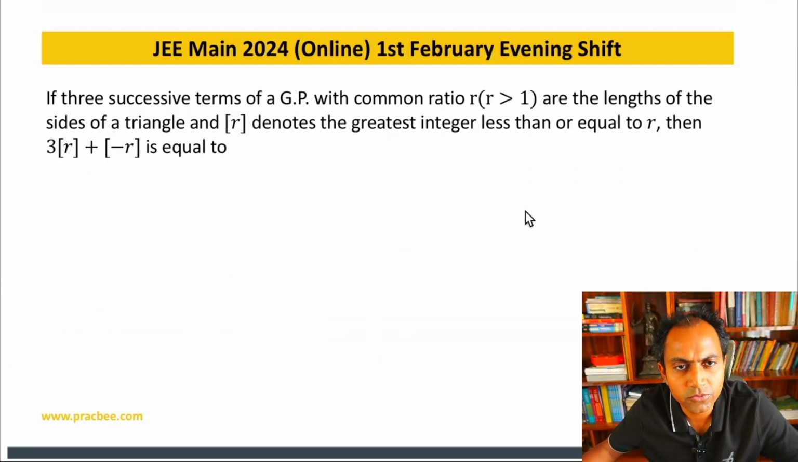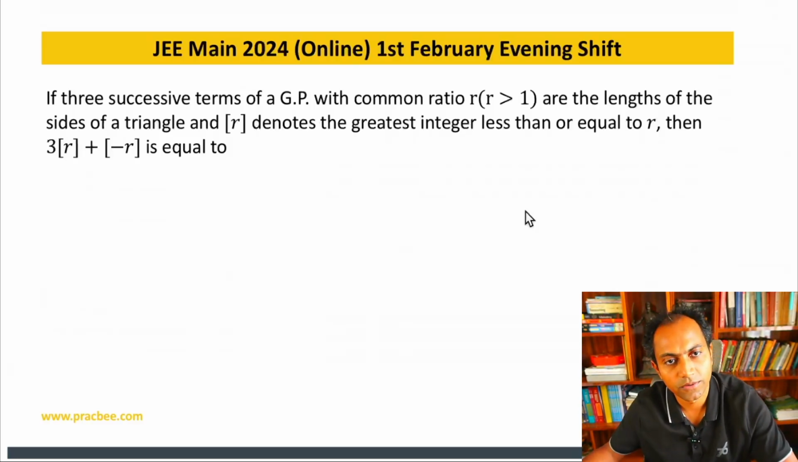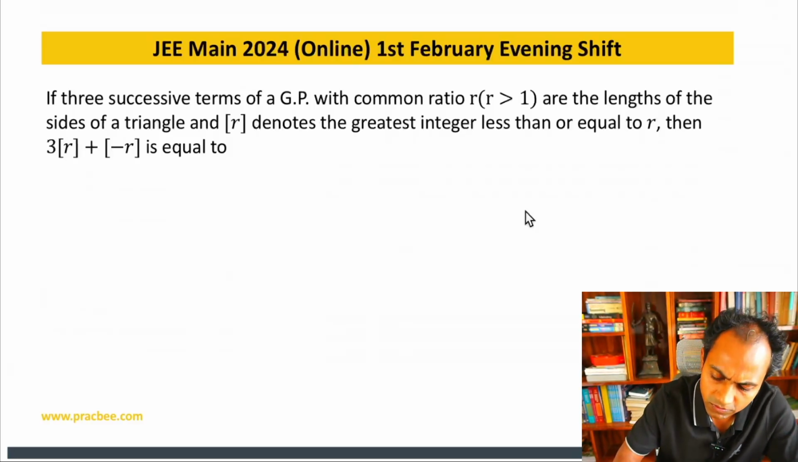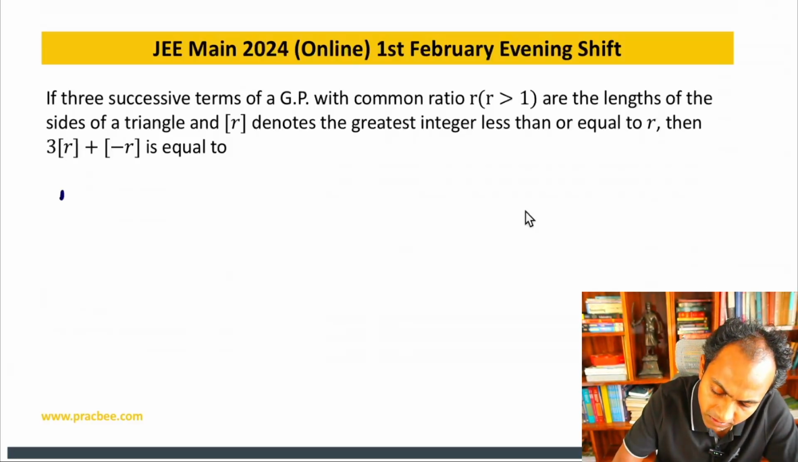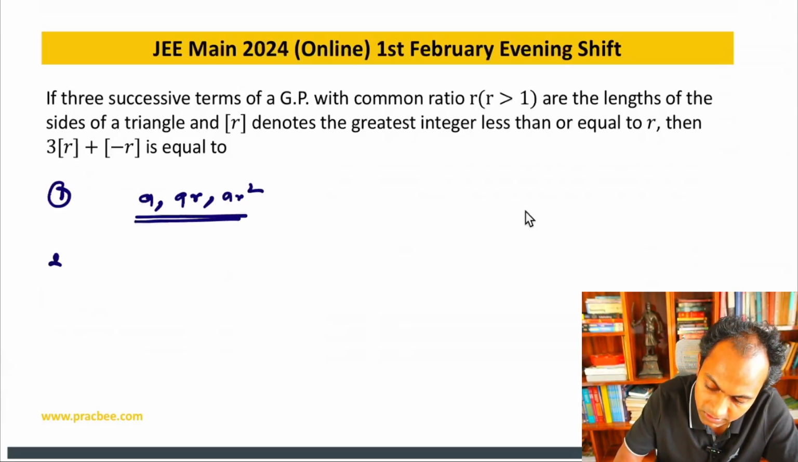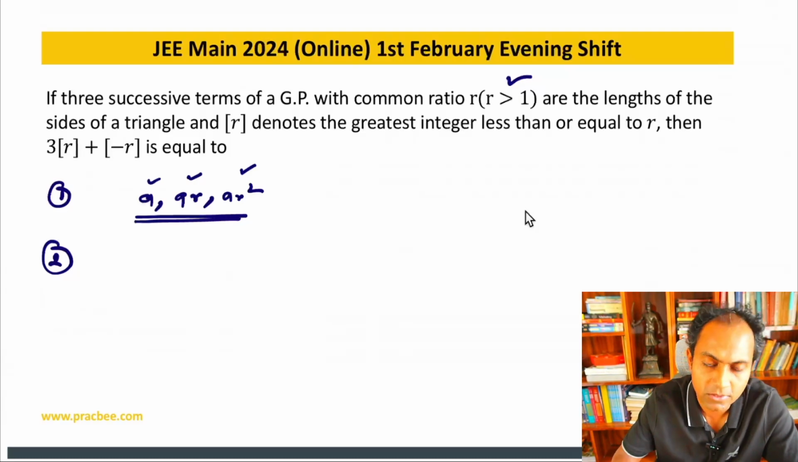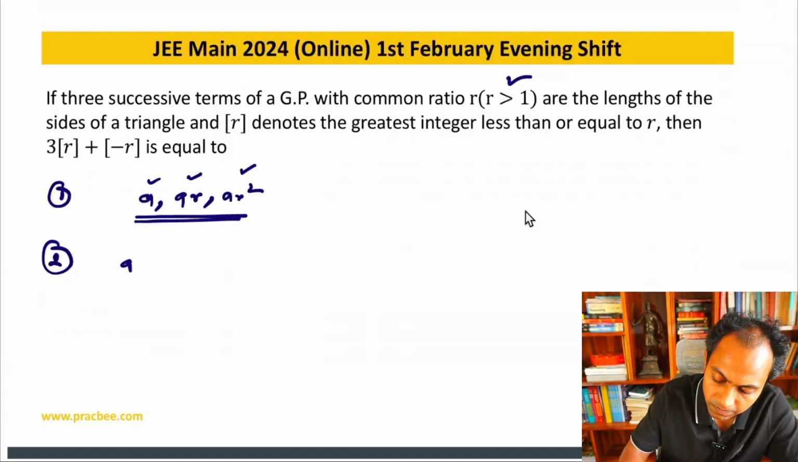Now this 2024 question connects two very important ideas of mathematics. The first is the idea of triangle inequality, and the second is the idea of the greatest integer function. Let us see how this works out. What they are saying in the first step is that there are three successive terms of a GP. So I can take the terms as A, AR and AR square. Now in the second part, they are saying these are the lengths of the sides of a triangle. Since R is greater than 1, AR square is going to be the biggest one, then AR, then A. So there is a pecking order between them.